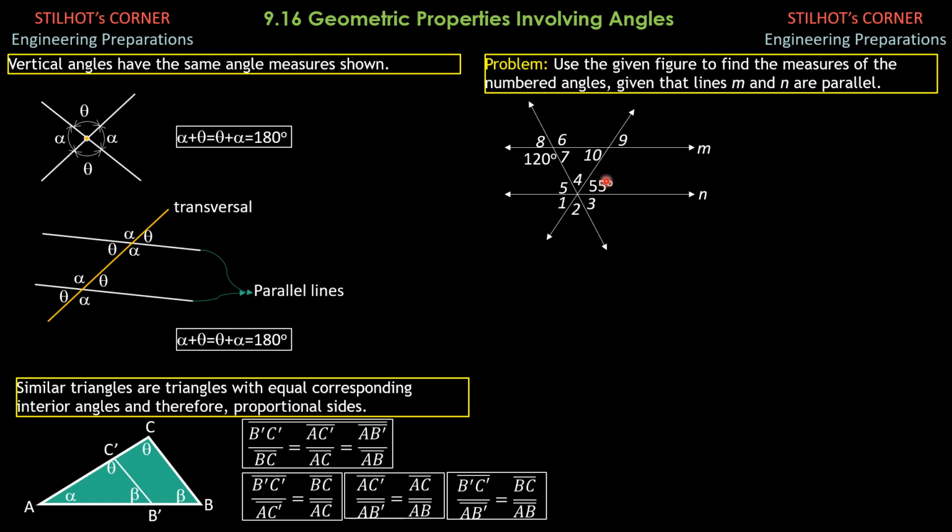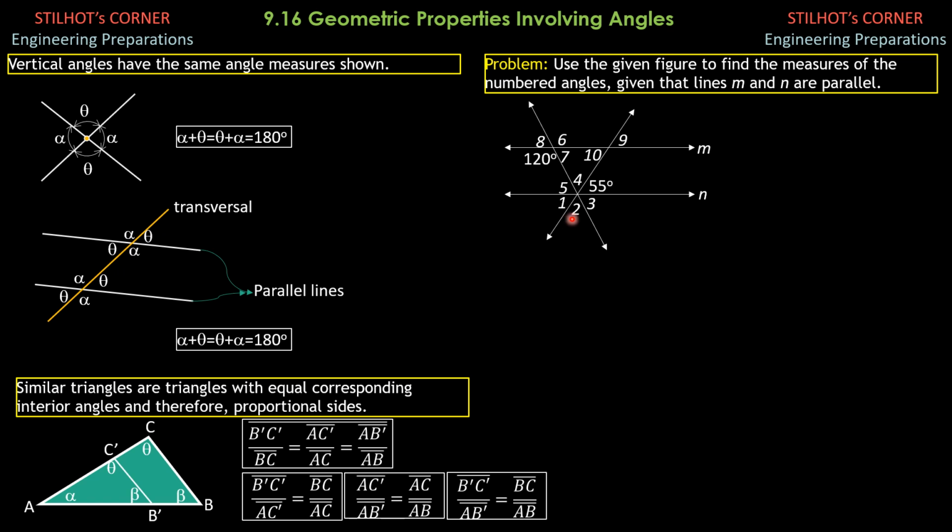Then this 55 degrees angle between this transversal and this parallel line N is also the angle between M and this transversal here. So it is also equal to angle 10, which is 55 degrees. It is equal to angle 1, angle 10, angle 9, and 10 equal to 1 also.